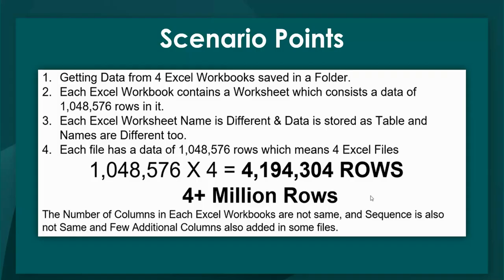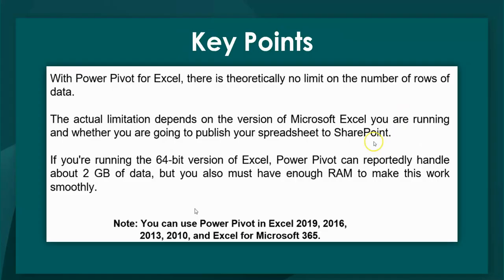I hope this point is clear to you, and it particularly happens in real time that your data sets do not consist of the same number of columns. It does not matter with the relevancy of rows and records. Some key points to consider with Power Pivot for Excel: there is theoretically no limit on the number of rows of data. The actual limitation depends on the desktop system, in order to make the process smooth. As I told you, Power Pivot is available in almost all versions right now. Let's see the practical part.